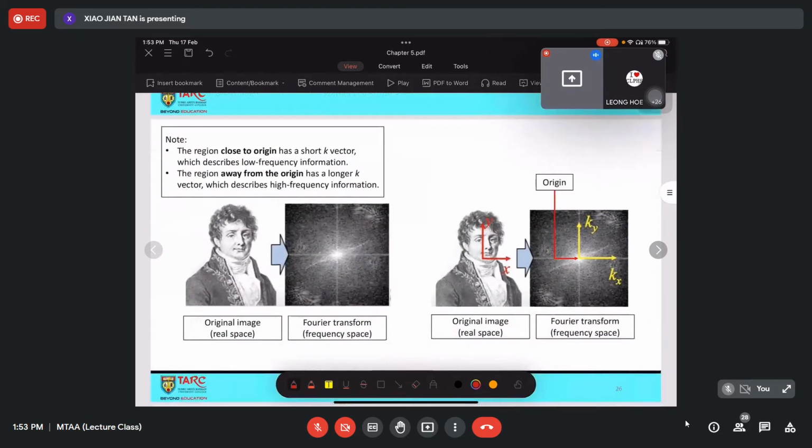Okay, so I did mention this example in the last lecture. The region close to the origin has a short k vector. So basically the k vector is something like this, okay? So this is the k vector, which means the vector starts from the origin, the center. This is the center. So this is the k wave, this is a vector, okay? It depends where it is, which direction the vector is.